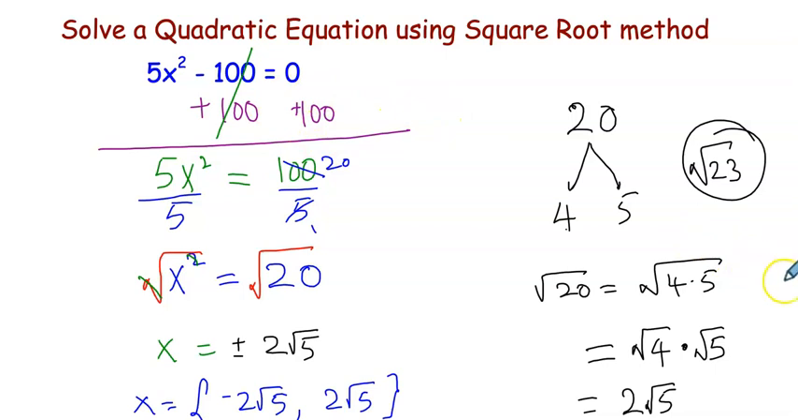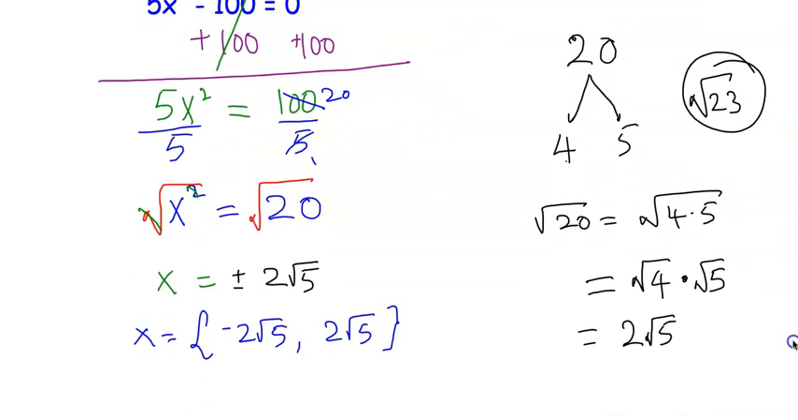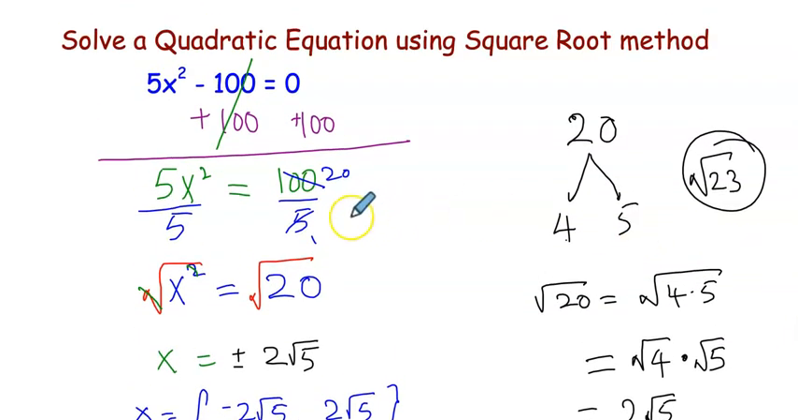5x squared minus 100 is equal to 0. Very, very easy, right? Remove this 100, then remove that 5. After that, find the square root.